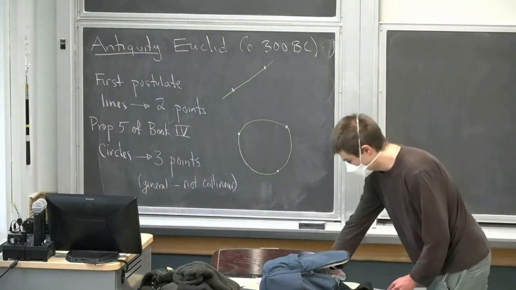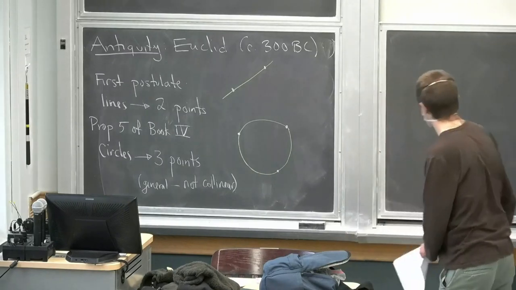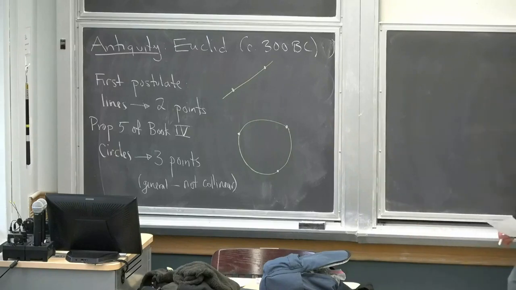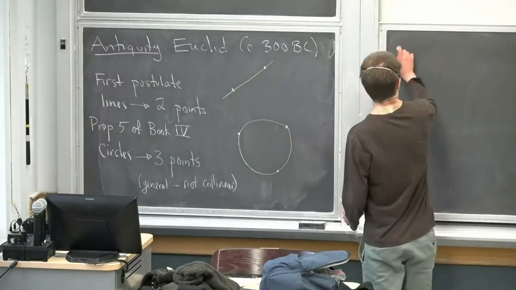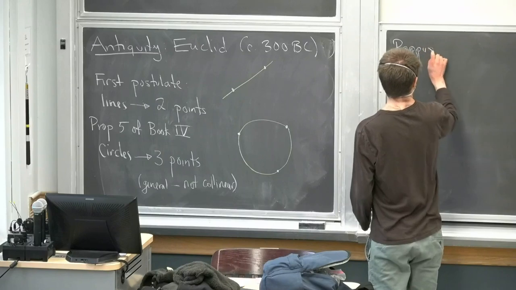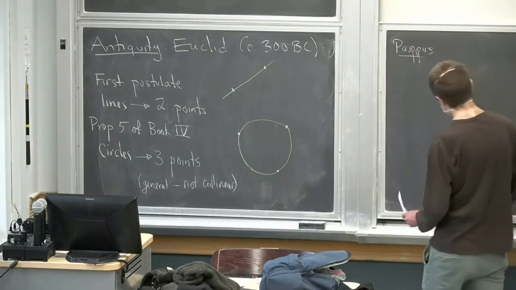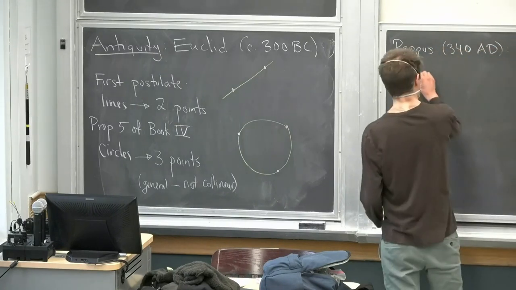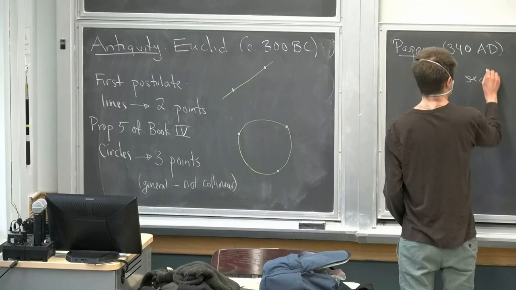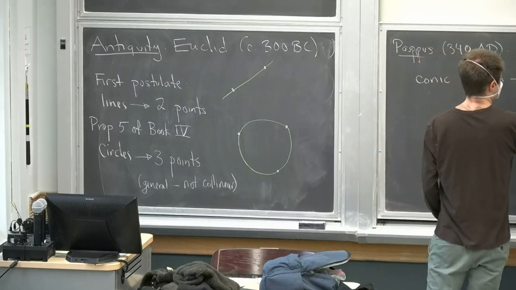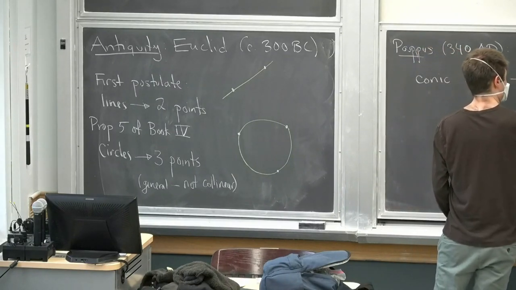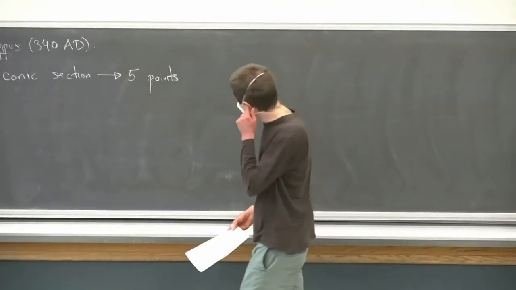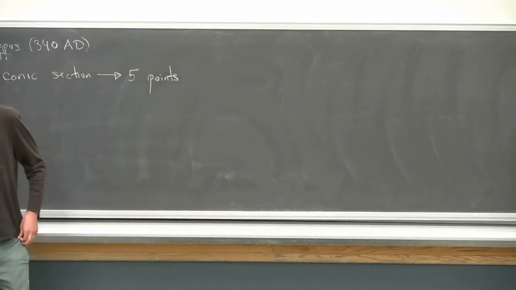And so the study of interpolating curves through points in antiquity culminated in the work of Pappus of Alexandria, who showed that a conic section can interpolate through 5 points. And if I include degenerate conic sections, then I don't even need to say that my points are general.